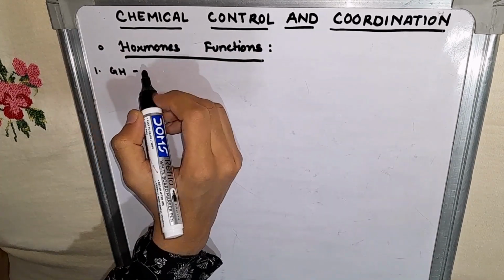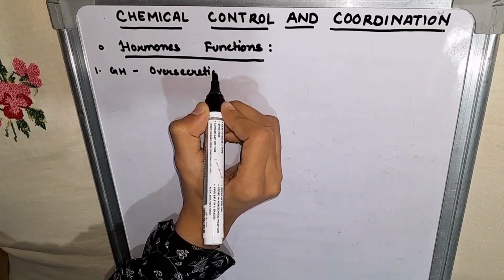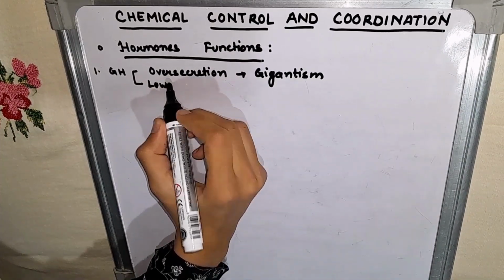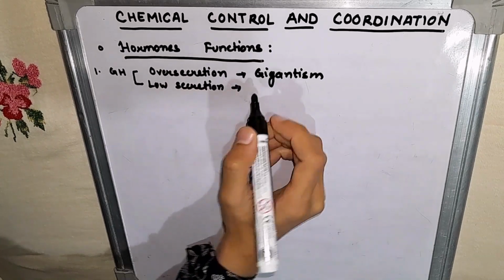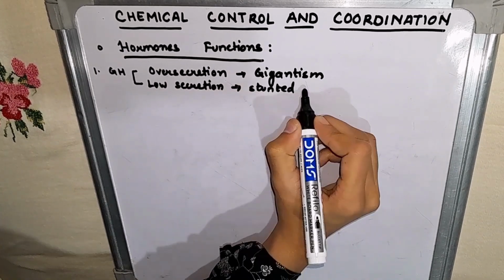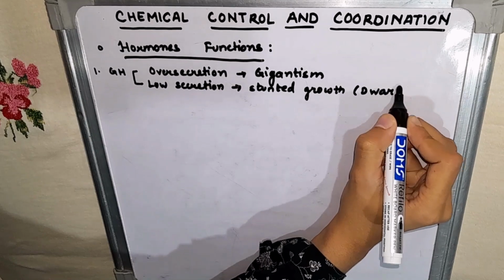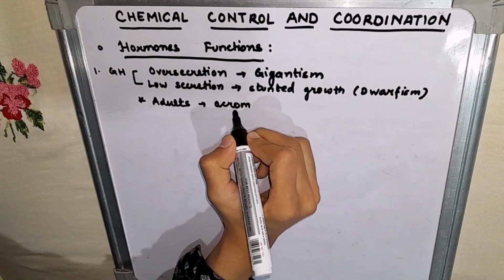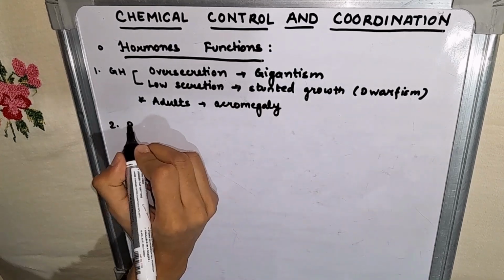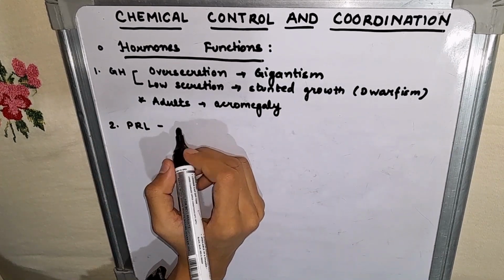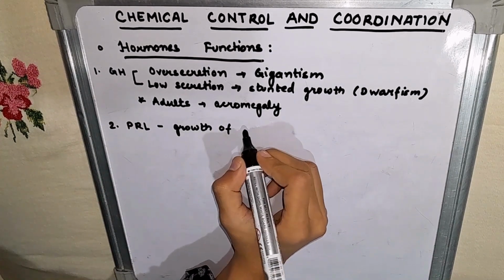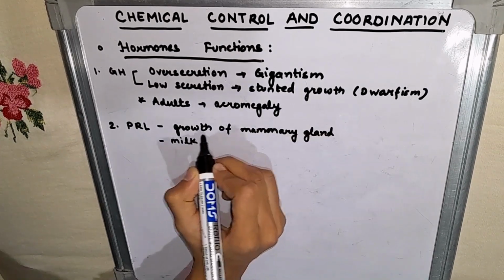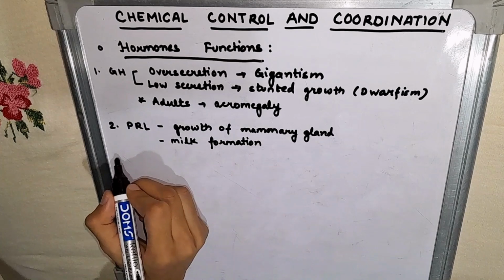So first hormone is growth hormone. Oversecretion of growth hormone will lead to gigantism, and low secretion of growth hormone will lead to stunted growth, also called dwarfism. In adults, this disorder is called acromegaly. Next is PRL, prolactin. PRL is responsible for growth of mammary glands and also milk formation in the mammary glands.